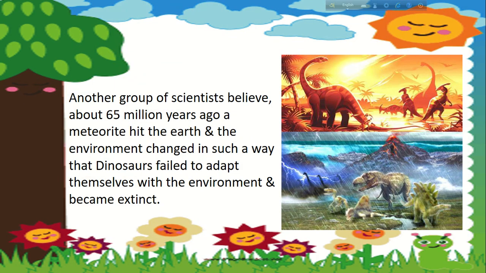And again, another group of scientists believe that about 65 million years ago, a meteorite hit the earth and the environment changed in such a way that dinosaurs failed to adapt themselves to the environment and became extinct. So you can understand that due to changes in the natural environment by human activities or natural processes, the environmental balance is spoiled. And due to the destruction of environmental balance, the biotic environment is also affected in different ways.